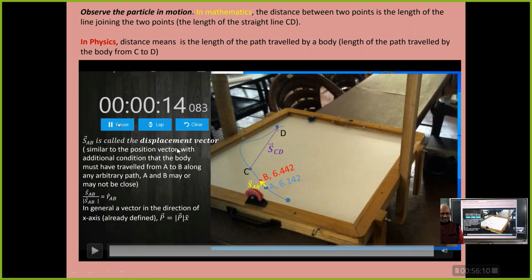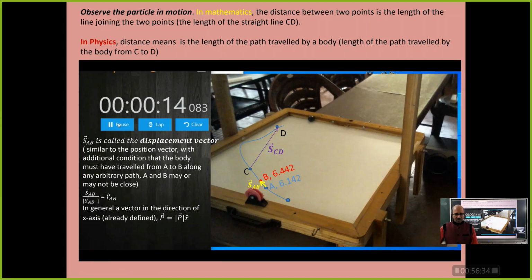I have written here, it is called the displacement vector. Now understand this very carefully. See, the body has traveled from C to D, not like this. It has traveled along this path.